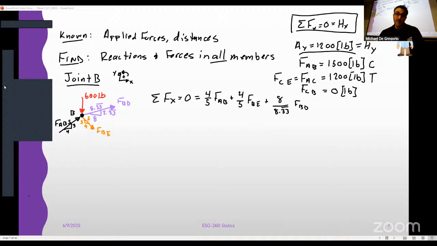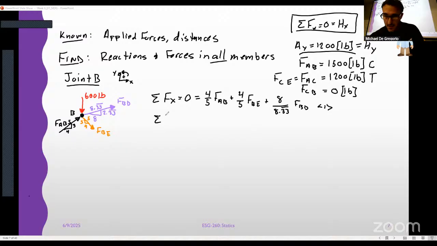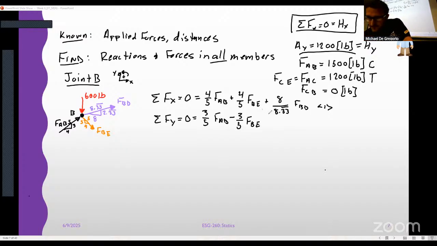We can't solve that yet. Two unknowns. We call it one. Sum the forces in the y direction. Well, okay, all of these get changed to their counterparts, right? The FBE is pointing down and to the right, so that's going to be a negative in the y direction. Plus 2.33 over 8.33 FBD minus 600.